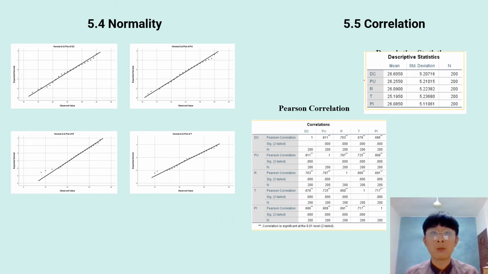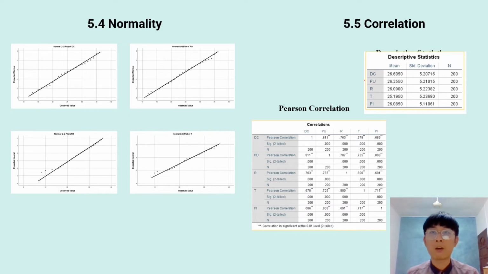Next is the part on normality. The output shows the normal QQ plot for all the independent variables. The data points of design creativity, perceived usefulness, and trust are close to the diagonal line. Therefore, the data have a normal distribution, except responsiveness, because some of its data points are not close to the diagonal line. Therefore, the data have an abnormal distribution.